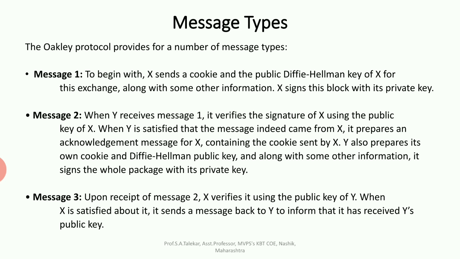Message 2: when Y receives message 1, it verifies the signature of X using the public key of X. When Y is satisfied that the message indeed came from X, it prepares an acknowledgement message for X, containing the cookie sent by X. Y also prepares its own cookie and Diffie-Hellman public key, and along with some other information it signs the whole package with its private key.